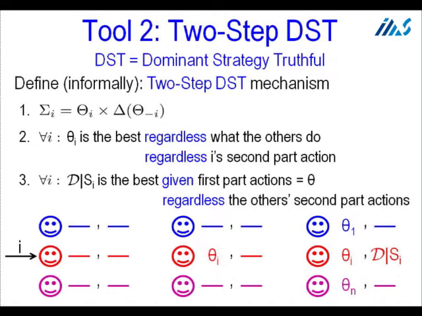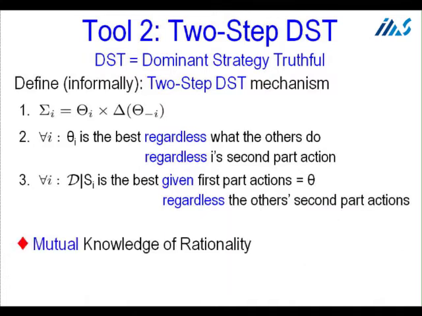So this is a very natural two-step elimination. And actually here, the players only require mutual knowledge of rationality, meaning that each player is rational and each player knows that everybody else is rational. There's nothing about common knowledge.